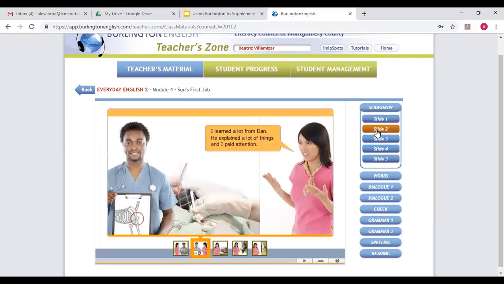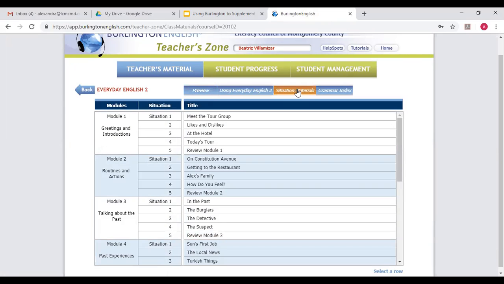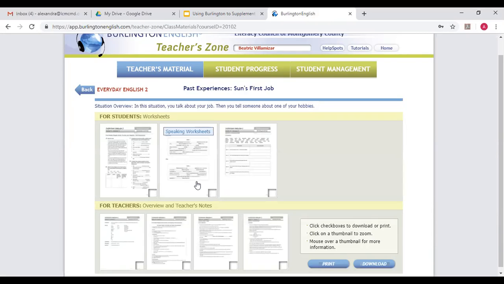So when you are planning your class, you don't have to access the software. You have the information here, so you know what students are going to practice. Okay, but what I want to show you is the situation materials, which is the lesson plans for that activity that we used. So once again, it was Module 4, Past Experiences, Situation 1, Son's First Job.